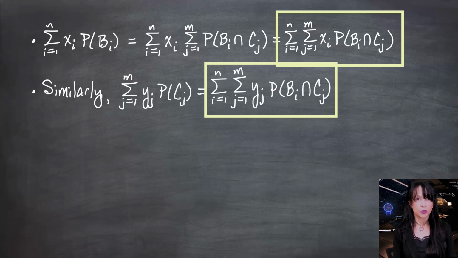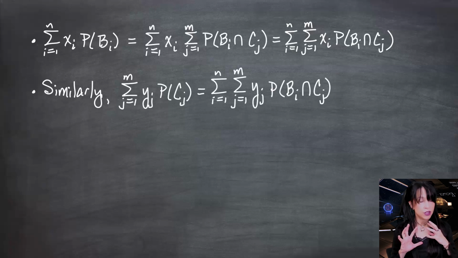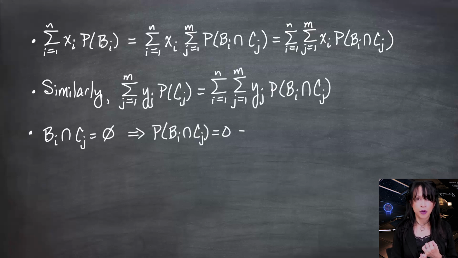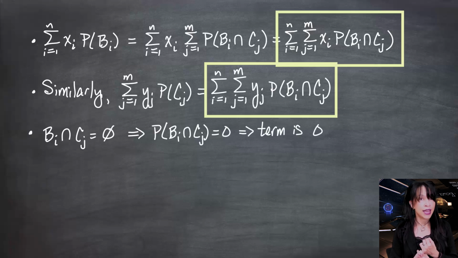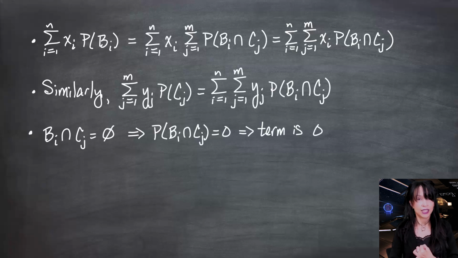Let's look at these sets. We've got a sum of n times m terms, or maybe less. We might have some repeated coefficients, but let's just keep them all. And let's look at the ijth term. If B_i intersected with C_j is empty, then the probability measure is 0. So for the ijth term here and here, we may have 0. And that will happen when, again, these intersection sets are empty.